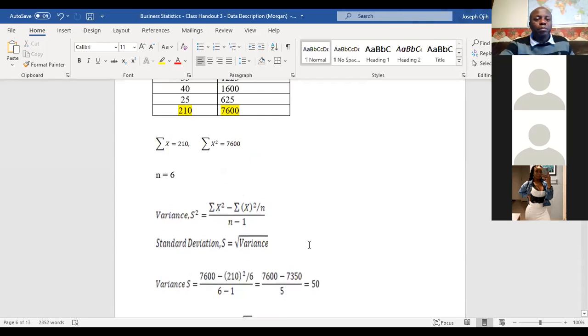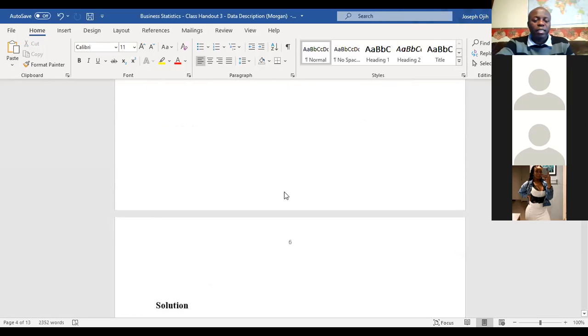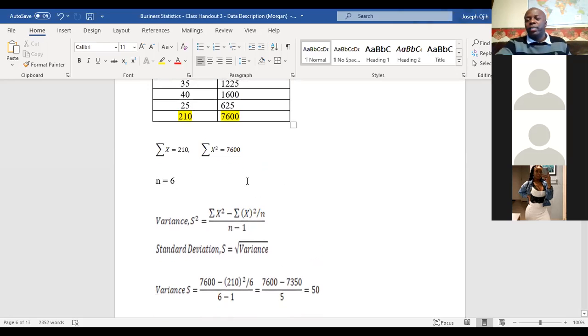We have covered how to get the range, and I showed you how to get variance and standard deviation with this example. When the amounts are so long or so big, this will take you a long time to figure out. So that's why we also do it in Excel. Let us go to Excel with the same problem, and you can see how fast you can get the variance and standard deviation.